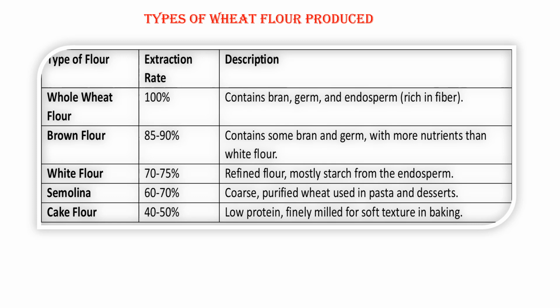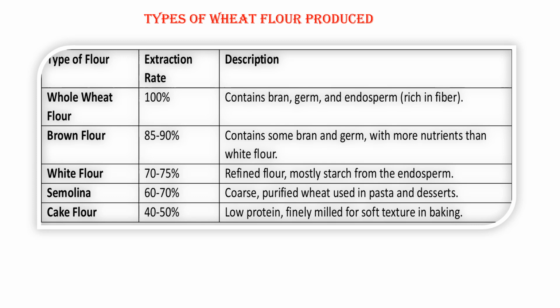Next is semolina, which has a 60 to 70% extraction rate. It is mainly coarse, purified wheat used in pastas and desserts. High in gluten, giving a firm texture, used for pastas and some desserts. Last is cake flour, which has a 40 to 50% extraction rate. It is low in protein, finely milled for soft texture in baking, creating light and fluffy baked goods, ideal for cakes, cupcakes, and delicate pastries.